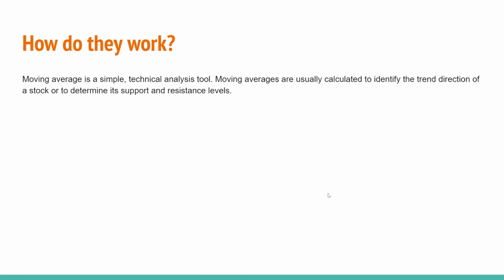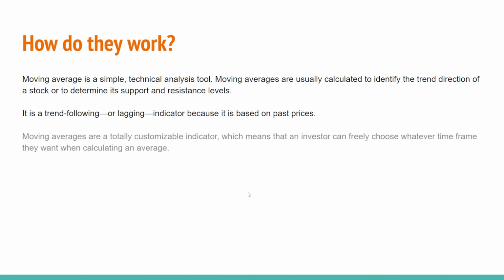Now, the way they work is pretty simple. Moving averages are calculated to identify the trend direction. If you're trading above your moving averages, you're bullish. If you're trading below them, you're bearish. It's trend following, which means it's a lagging indicator. It's based on past prices. So your candle closes and then your moving average develops. As your candle is live, your moving average has not developed yet. So that makes it a lagging indicator.